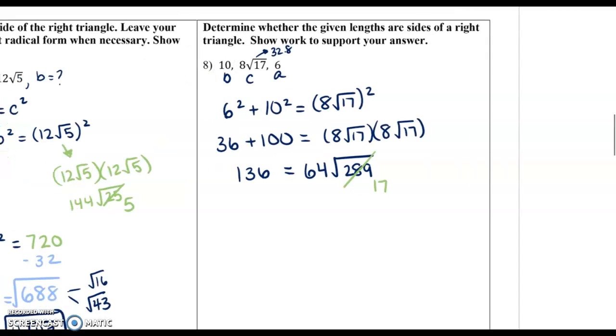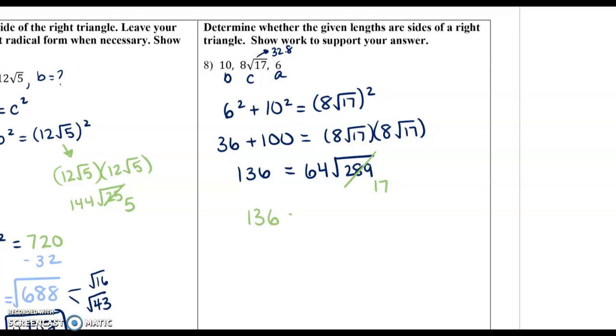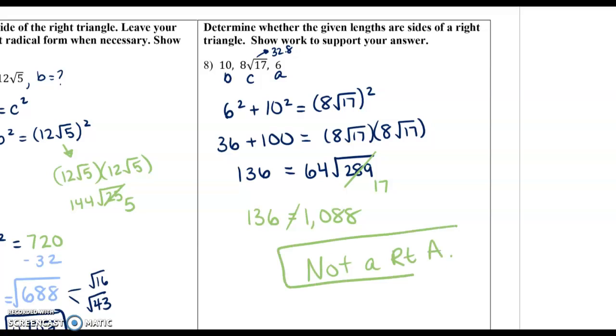64 times 17 is not 136. Okay, I'm going to get 1088. So these are not equal to each other, so not a right triangle. Or however you want to write your answer. Okay, but definitely not making a right triangle.